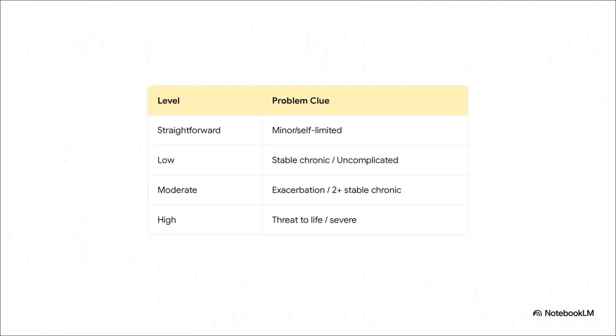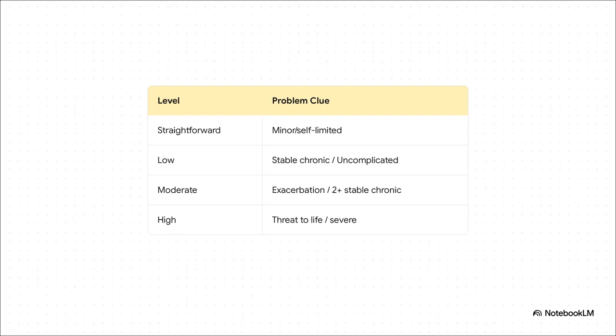Now, the golden rule here is we only score problems that are actively being evaluated and managed right now during the specific encounter. So imagine a patient comes in for a sprained ankle. If they have mild asthma just sitting in their past medical history, but you aren't doing anything about it today, that doesn't count towards today's score.